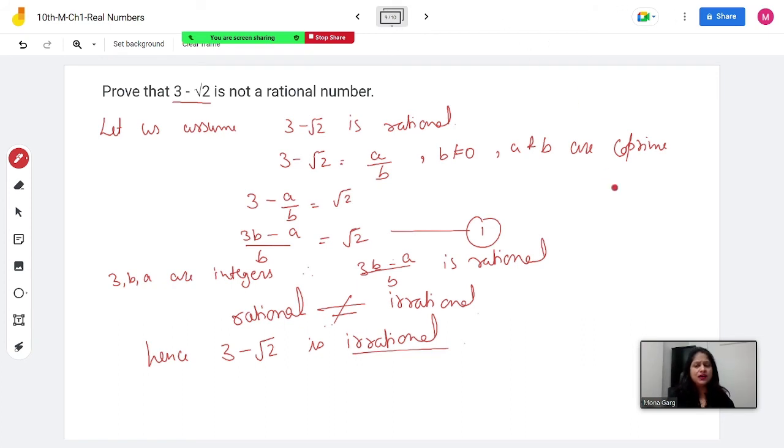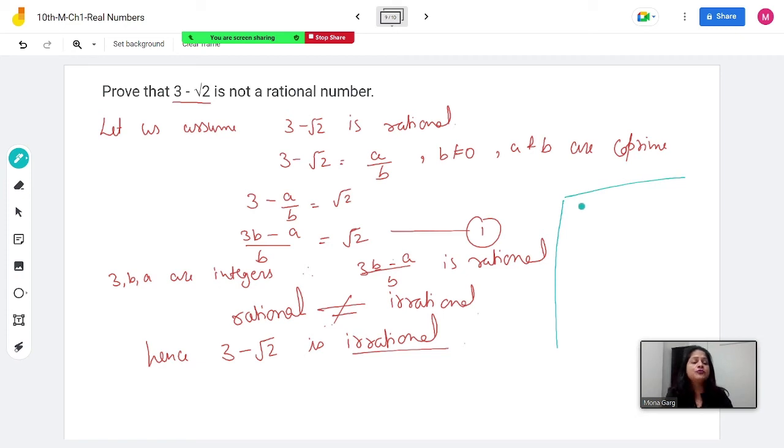Okay, now in this question what we did, sum or difference of a rational and irrational is irrational, and this can also come as product of non-zero rational and an irrational. Like let me write it on the right corner here a bit about this.